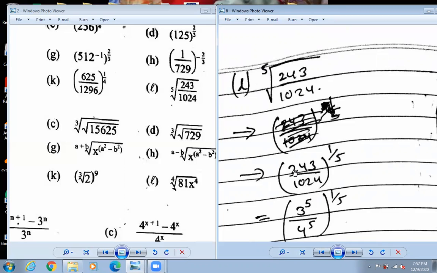Okay, so what is the number? So what will be coming in a calculator? It is going to become 3, right? So that means 3 power 5.